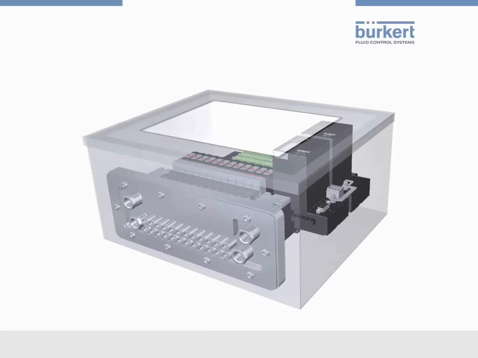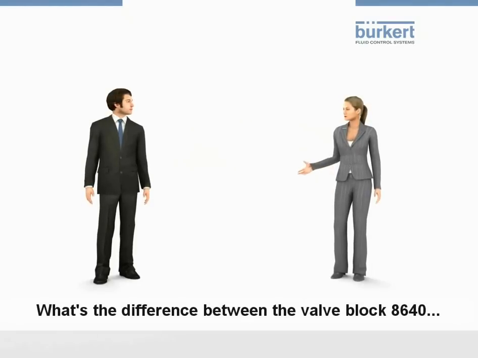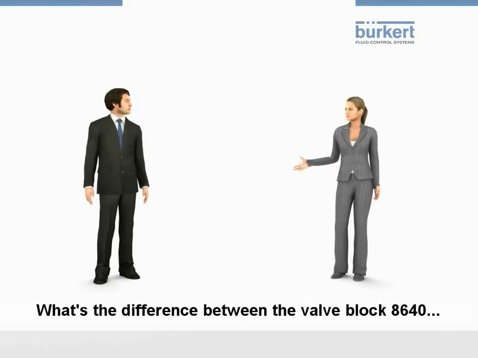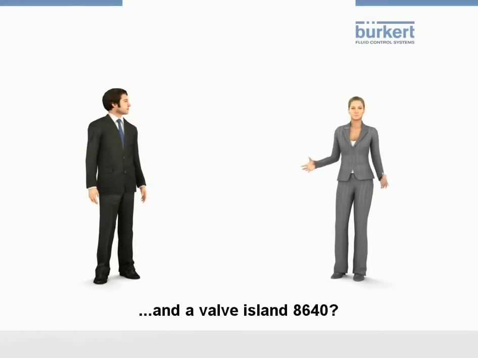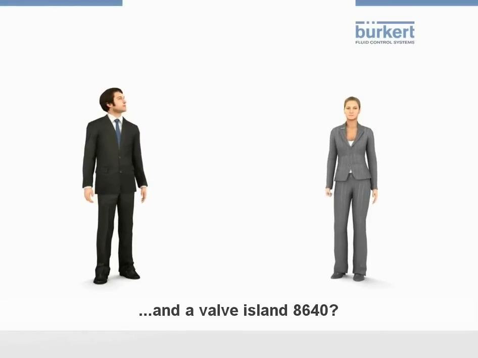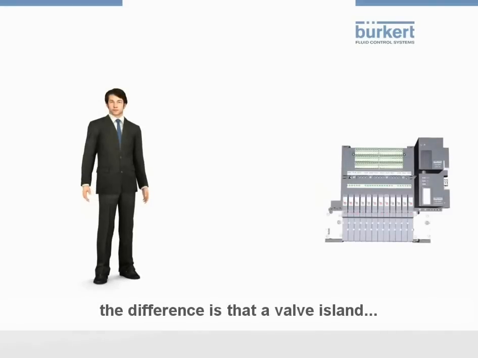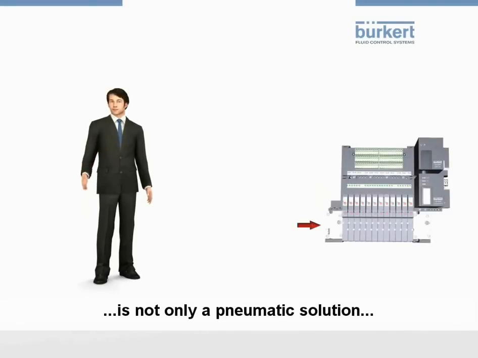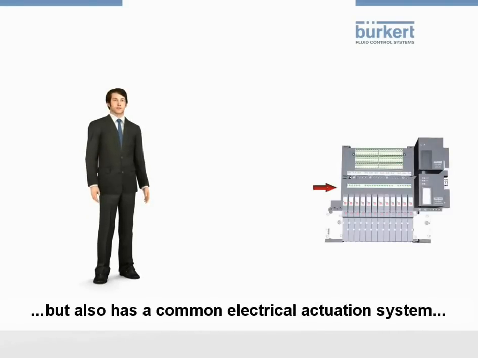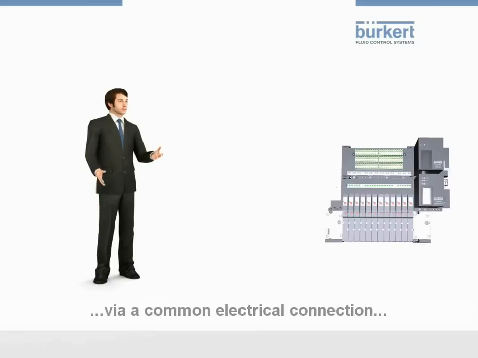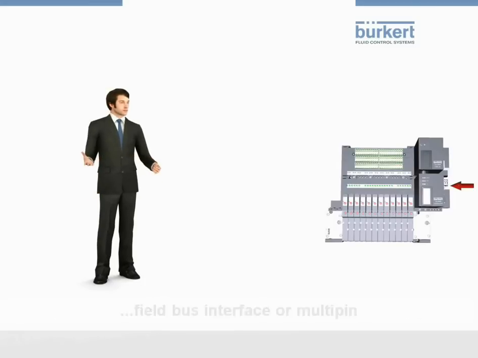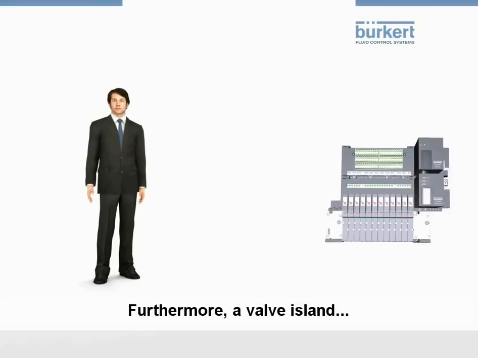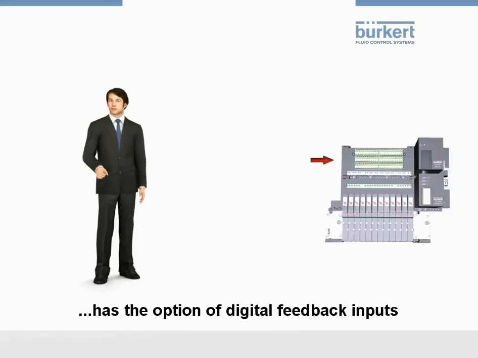Finally, you now have the possibility to check your newly learned knowledge by answering some questions. What's the difference between the valve block Type 8640 and the valve island Type 8640? Well, the difference is that a valve island is not only a pneumatic solution, but also has a common electrical actuation system via a common electrical connection, Fieldbus interface, or multi-pin. Furthermore, a valve island has the option of digital feedback inputs.